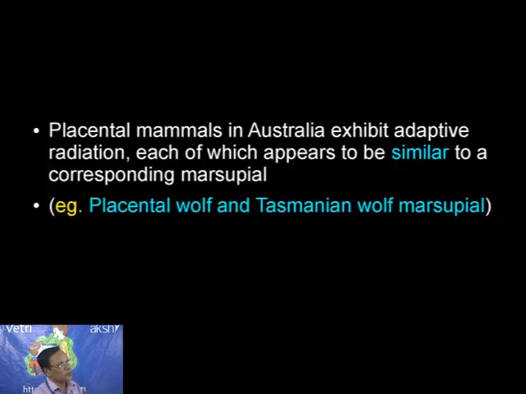So we have different marsupials from a single ancestral form. We have different placental mammals from a single placental ancestral form. But both of them are moving towards one point. They are converging towards one point because of the mode of living. So that is why I have given the statement: some placental mammals also exhibit adaptive radiation, and each of them appears to be similar to a corresponding marsupial.